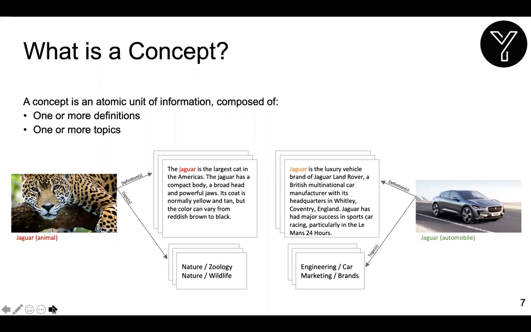And when we look at Jaguar the cat, it's in the topic of nature with the subtopic of zoology, and also again, the topic of nature, but a subtopic of wildlife. So the key thing is that as an algorithm is reading a piece of text and it sees the word Jaguar, it understands, due to the surrounding context, if it's talking about a car or a cat. And we'll come on to some more examples of disambiguation and how important that is later on.